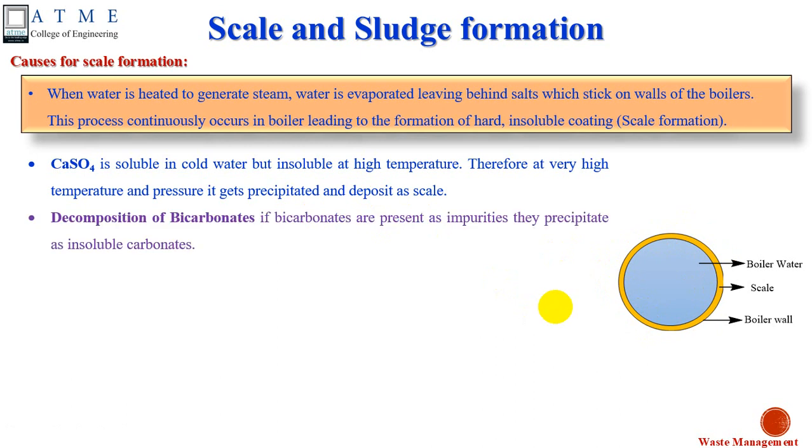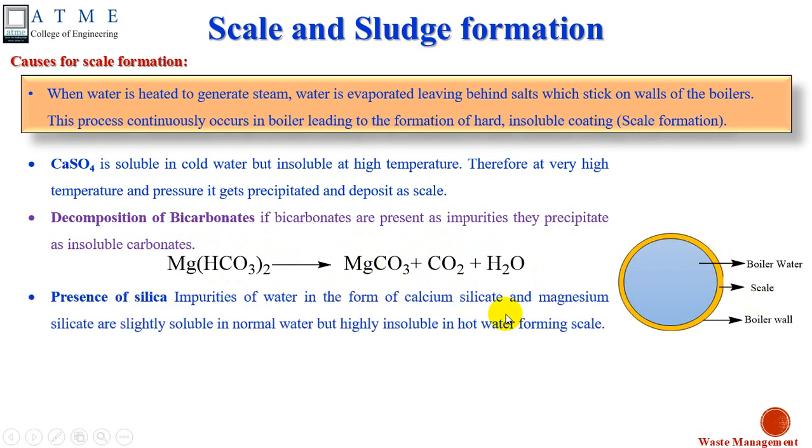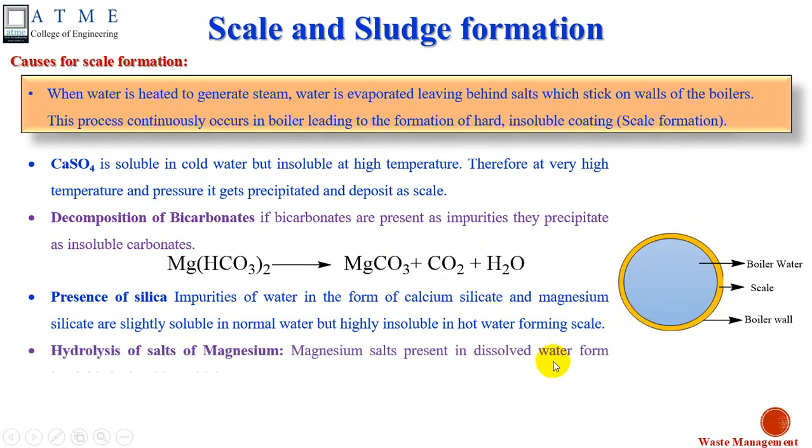Similarly, the decomposition of bicarbonates also forms scale. You can see in the reaction here, the magnesium bicarbonate will undergo decomposition at high temperature. As a result, magnesium bicarbonate is converted into magnesium carbonate, and carbon dioxide and water will be liberated. So magnesium carbonate also deposits in the form of scale. And also the presence of silica impurities in water, which in turn is converted into calcium silicate and magnesium silicate. It also accumulates in the form of scale.